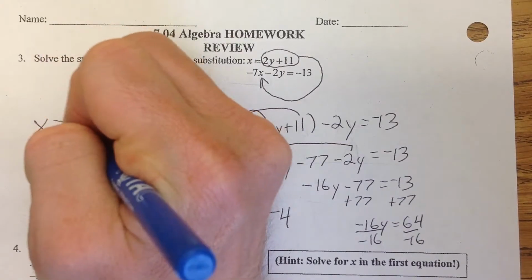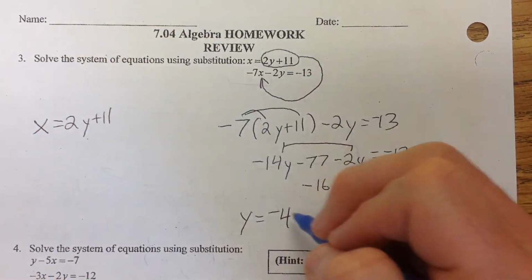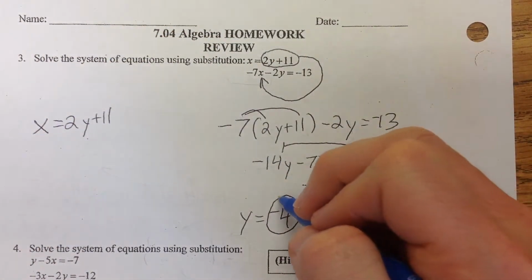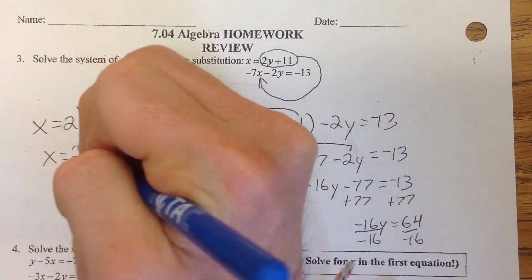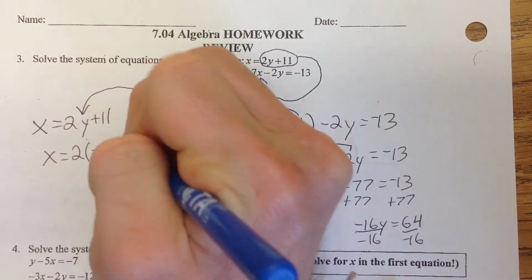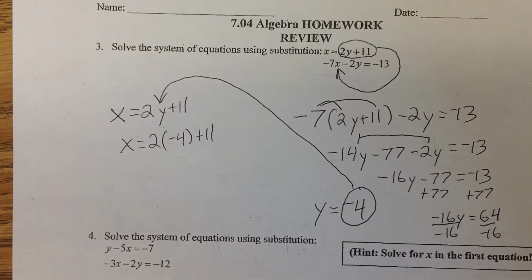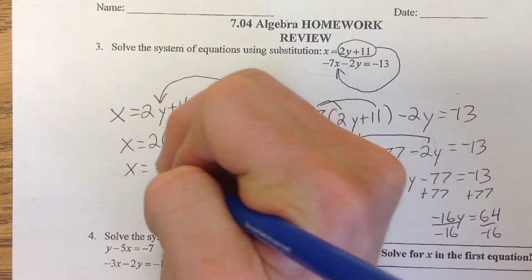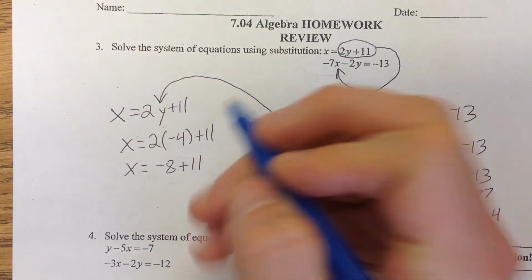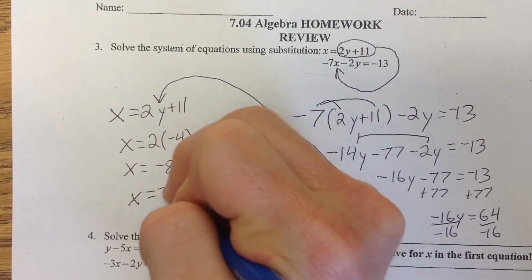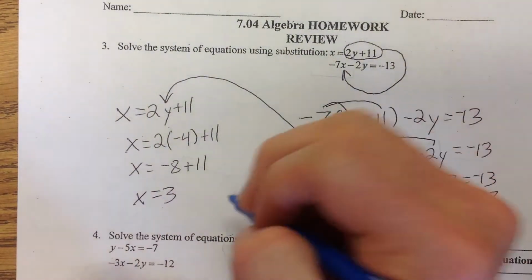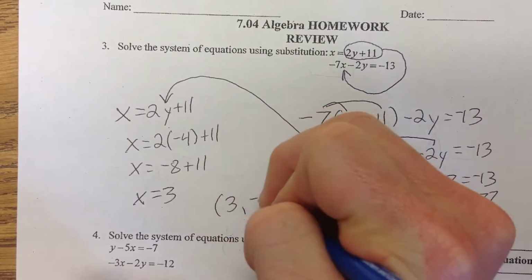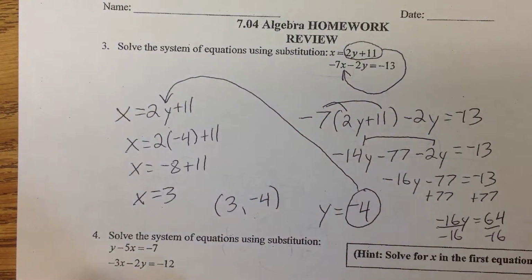So x equals 2y plus 11. This negative 4 goes in here. We get x equals 2 parentheses negative 4 plus 11. So x equals negative 8 plus 11, or just x equals 3. So if you thought about this as two lines, the lines would be intersecting at 3, negative 4.